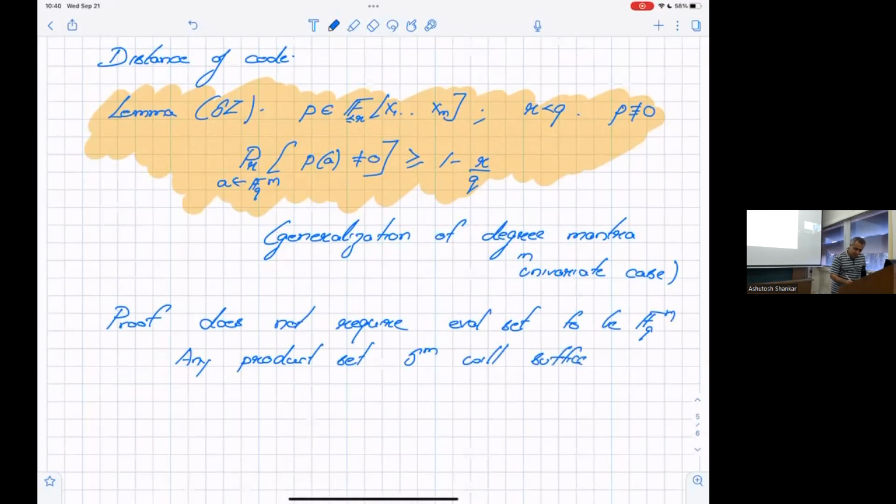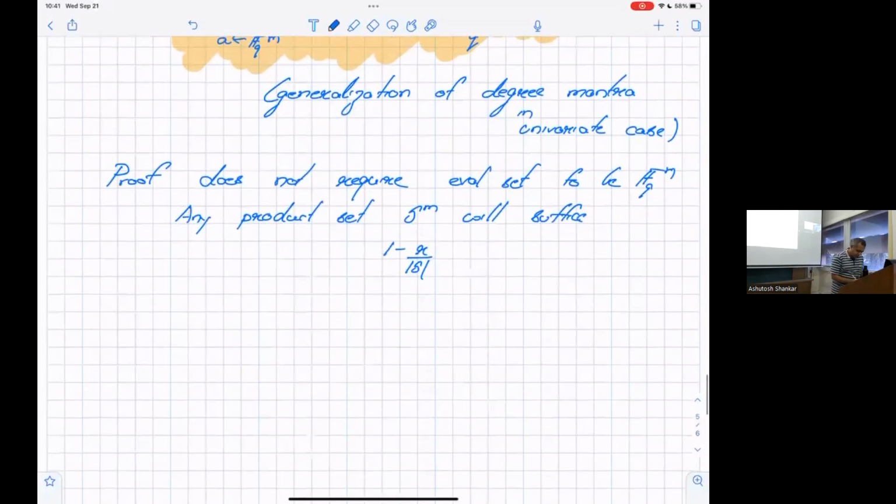And the corresponding bound will be 1 minus r times the size of S. That's the proof statement. Sometimes people do study Reed-Muller codes even on product grids, not necessarily on a single set S. So that's this one. Let's look at the other setting.